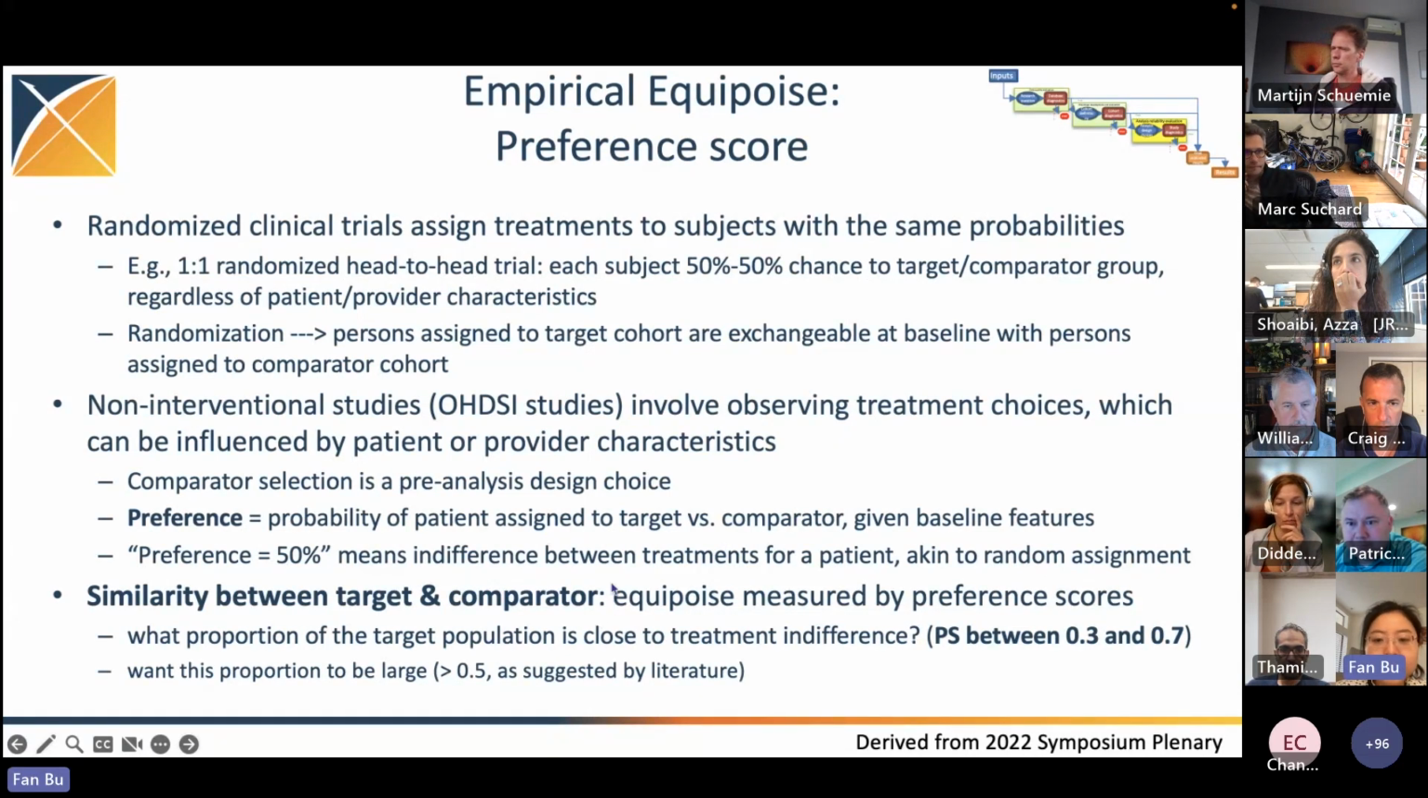Now, what we really care about is that in observational studies, we want to emulate the behavior of randomized clinical trials, which are the golden standards of causal inference. So we want to make sure that we are comparing apples to apples, not comparing apples to oranges. We want to make sure that there is enough similarity between the target and comparator cohorts, and we do it through the preference scores. So we want to see subjects with preference scores between 0.3 and 0.7, which we call empirical equipoise. And we want a large proportion of subjects to fall within this really nice range of equipoise.